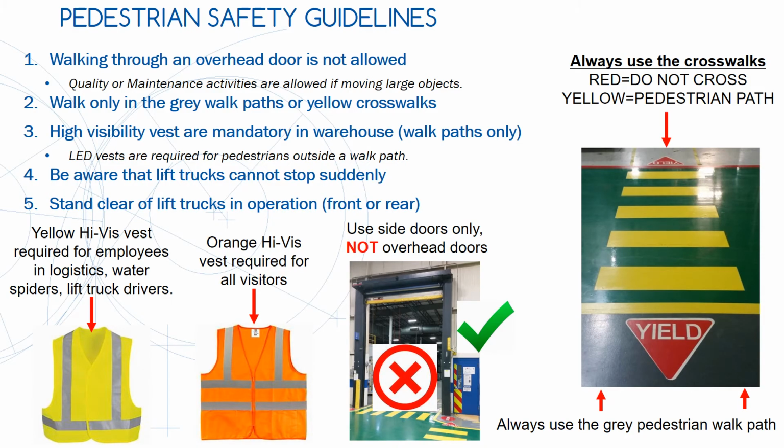Pedestrian safety guidelines. Walking through overhead doors is not allowed. Only quality or maintenance activities are allowed if moving large objects. Walk only in the gray walk paths or yellow crosswalks. High visibility vests are mandatory in the warehouse, and you must be in a walk path. LED flashing vests are required for pedestrians outside of a walk path and must be 100% operational.